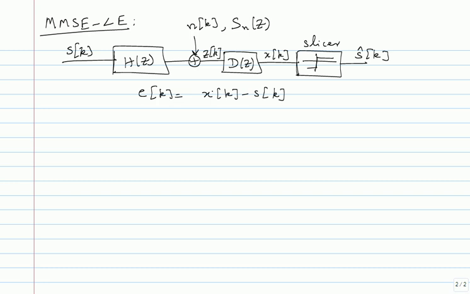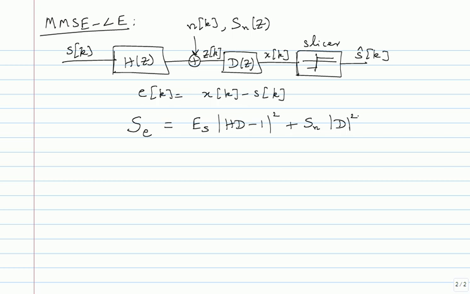Then, carefully writing out all the filtering, I was able to show that the power spectral density for E is going to be: SE equals S_S multiplied by |H D minus 1| squared, plus S_N multiplied by |D| squared. This is actually a function of e to the power j theta on the unit circle.